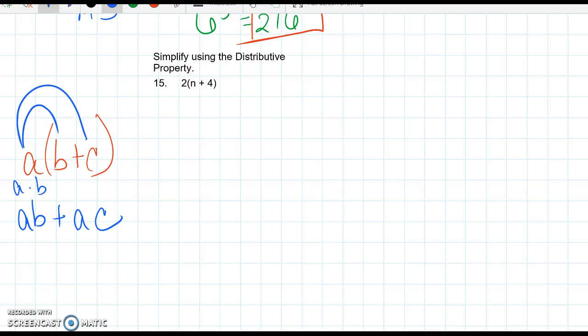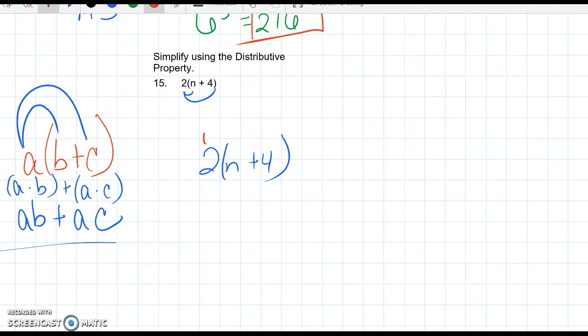And normally in between that, we write it like this, plus A times C, okay? This is what it's going to equal. So you can make your arches here, or you can rewrite your problem. 2 times n plus 4. You're going to put your parentheses around it and make your arches. So the first set is going to be 2 times n. I bring down whatever my operation is right now. Sometimes it's going to get a little bit more complicated, but for right now, we're just going to bring down what we have. Then my second arch is going to be 2 times 4.